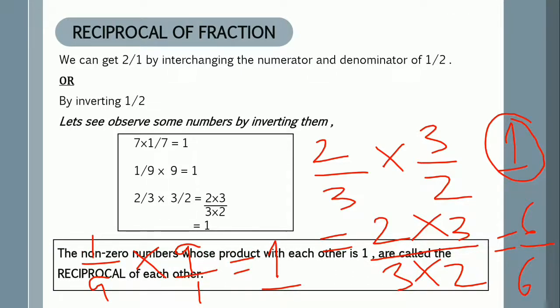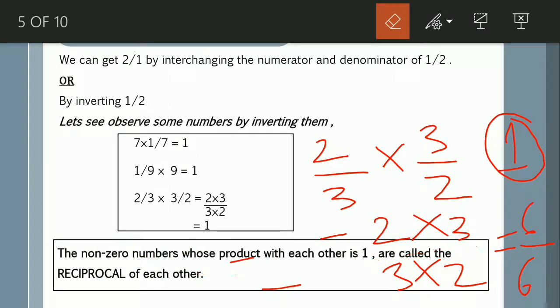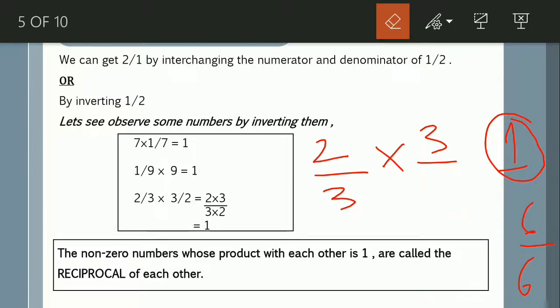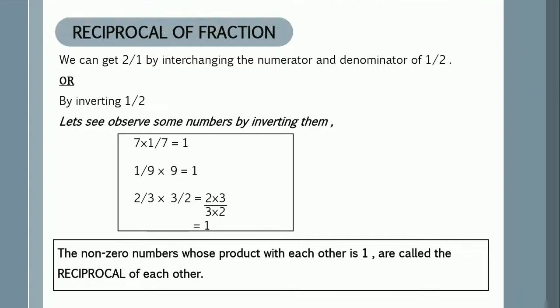Then see, what is a reciprocal of a fraction? The non-zero numbers whose product with each other is 1 are called the reciprocal of a fraction. That means when we multiply two fractions, then if they give us 1, then they both are called reciprocal of each other. Are you listening? Yes, good.